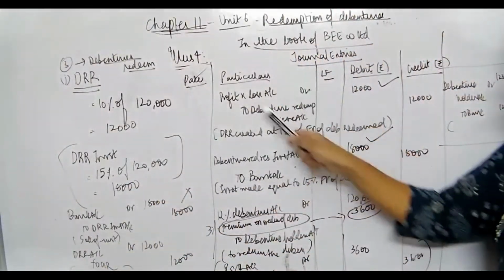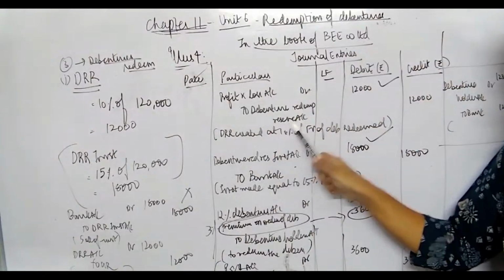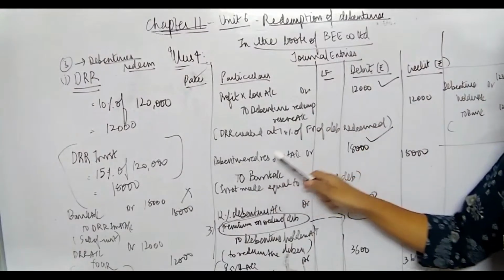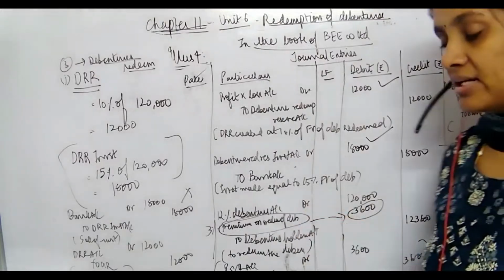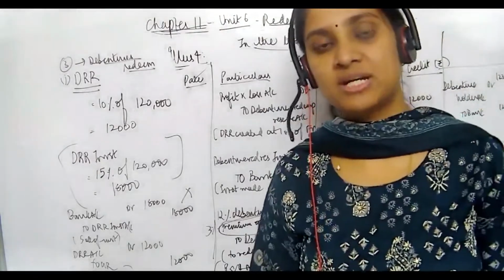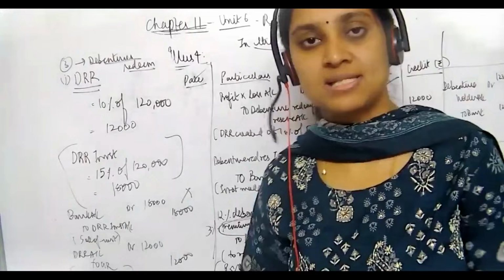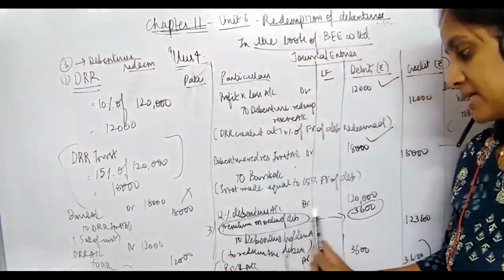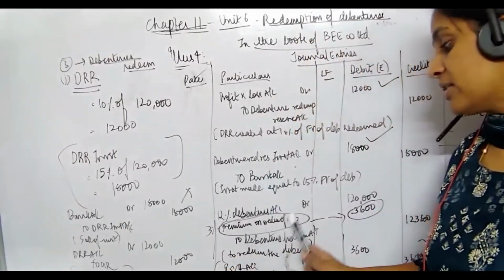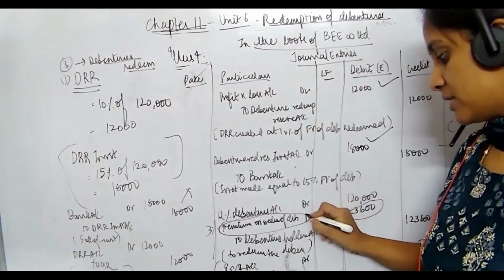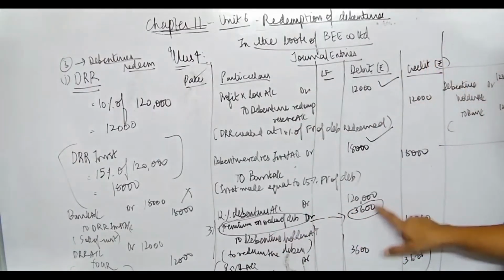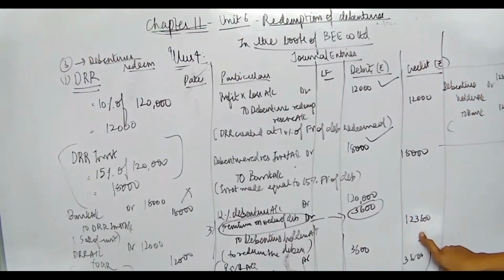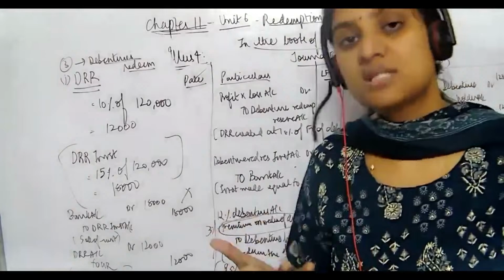So how will you create it? P&L account debit to debenture redemption reserve 12,000. Debenture redemption investment account to bank 18,000 you have done. Then what will happen here? You are supposed to pass the redemption entries like how we passed in preference shares, the same way. Here it will be 12% debentures account debit. Premium on the redemption of debentures account, this also debit because it is a loss to debenture holders. 1,20,000 plus 3,600, 1,23,600.